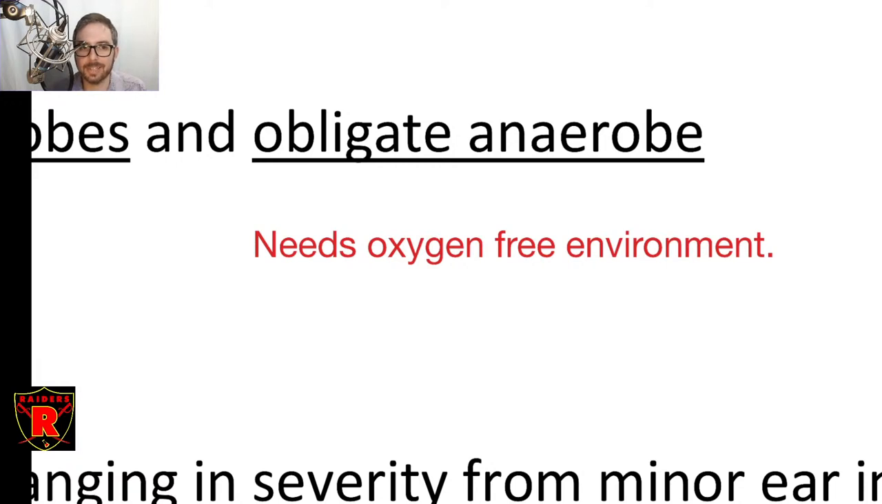So you can be an obligate aerobe, a facultative aerobe, an obligate anaerobe, or a facultative anaerobe. And again, the reason we're talking about this is these are different ways in which bacteria can be classified. They are often classified because of these particular features.